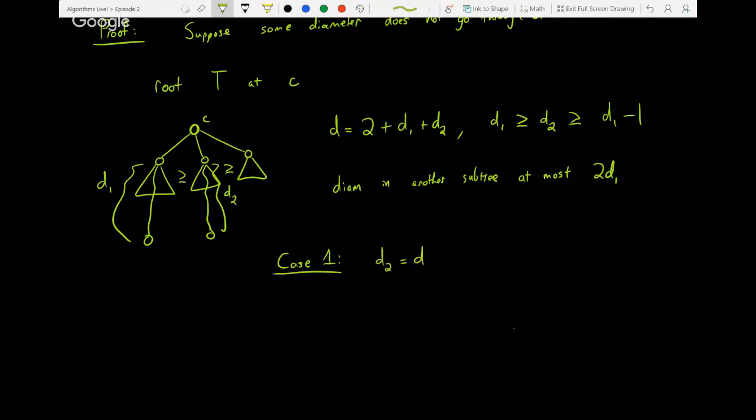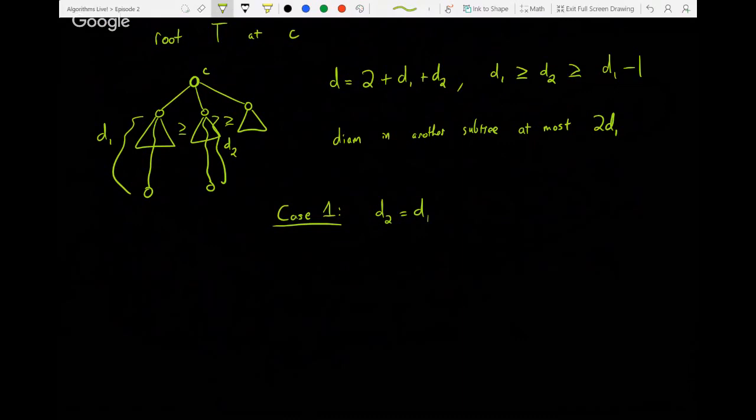So the first case is D1 is equal to D2. Each case is almost the same, but I'm working them out differently. What I'm going to show is the diameter is strictly greater than the maximum size that a diameter in some other subtree would be. So it has to go through C. So I have D, and that's equal to D1 plus D2 plus 2, which I can just substitute D2 with D1. So I'll end up with 2 plus 2 times D1, which I happen to know is greater than 2 times D1. So my diameter is bigger than anything I can make in that subtree. So it's obvious that there's no diameter not going through C in that case.